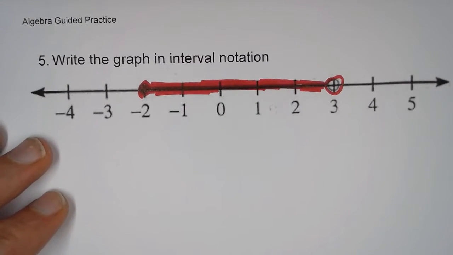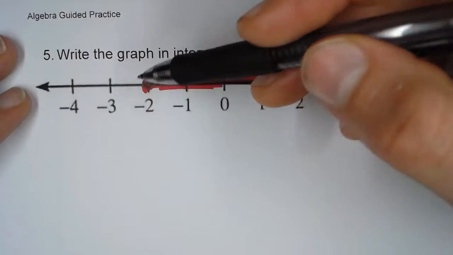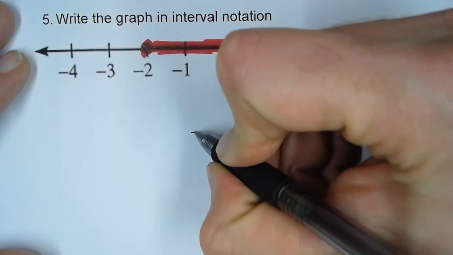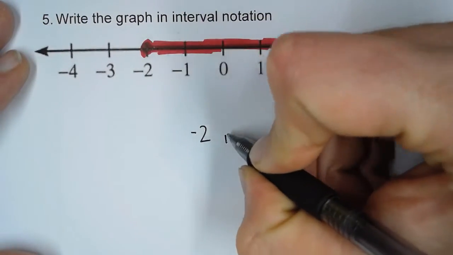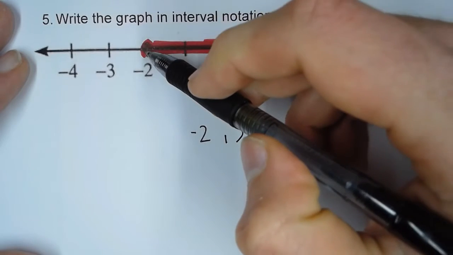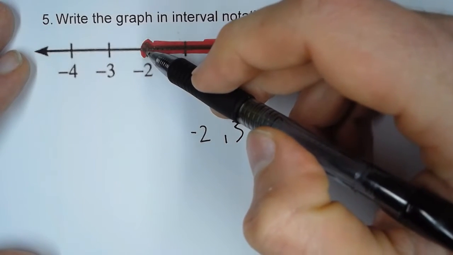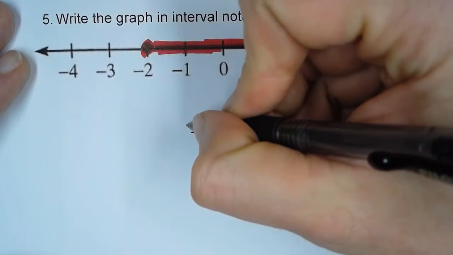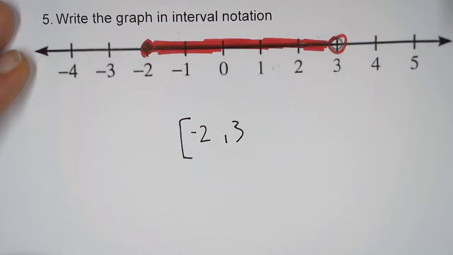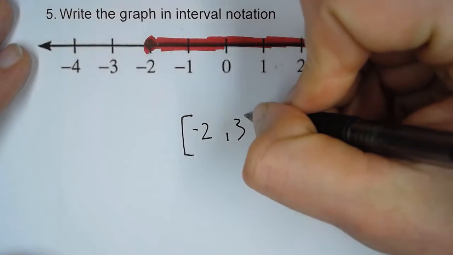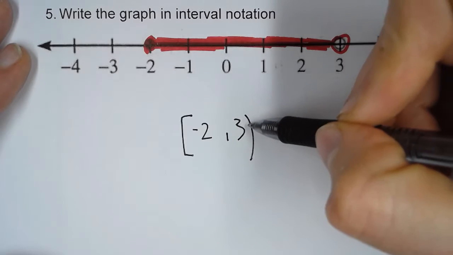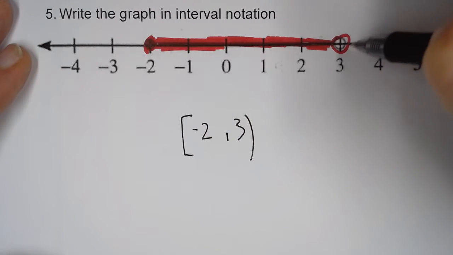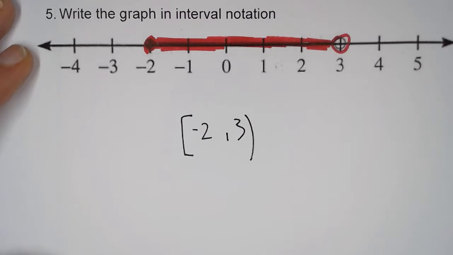So with number 5, with this interval, the lowest number is negative 2, and the highest number is 3. But the difference is now negative 2 is included because it's highlighted. It's not empty. So we put a bracket around the negative 2, whereas we still put a parentheses around the 3 because 3 is still an open circle.